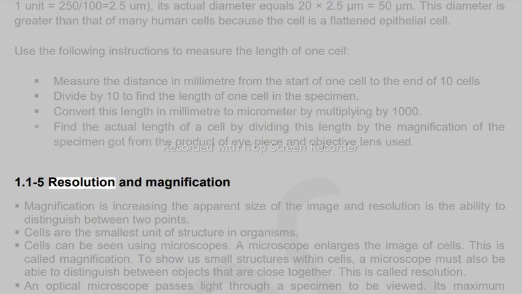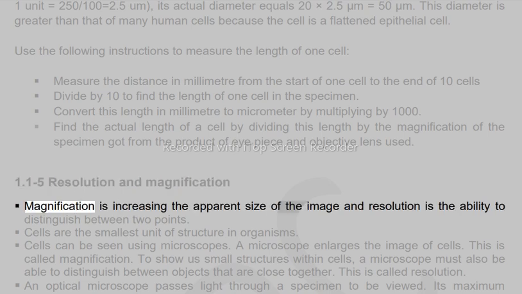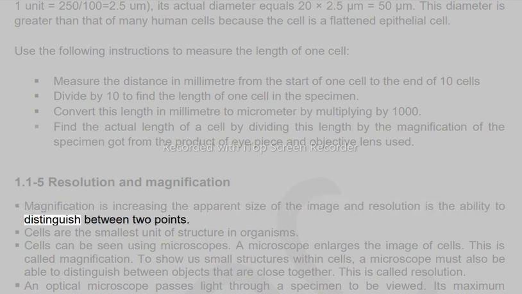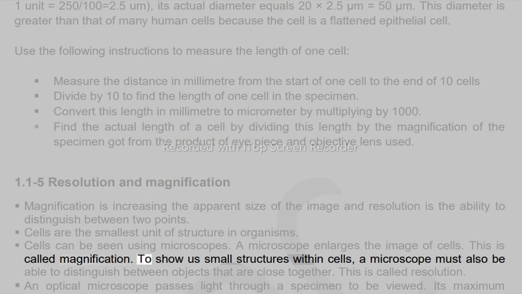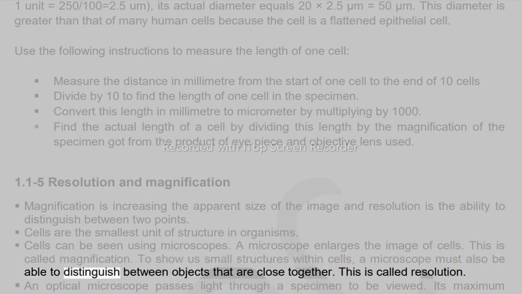1.1 to 5 Resolution and magnification. Magnification is increasing the apparent size of the image, and resolution is the ability to distinguish between 2 points. Cells are the smallest unit of structure in organisms. Cells can be seen using microscopes. A microscope enlarges the image of cells. This is called magnification. To show us small structures within cells, a microscope must also be able to distinguish between objects that are close together.